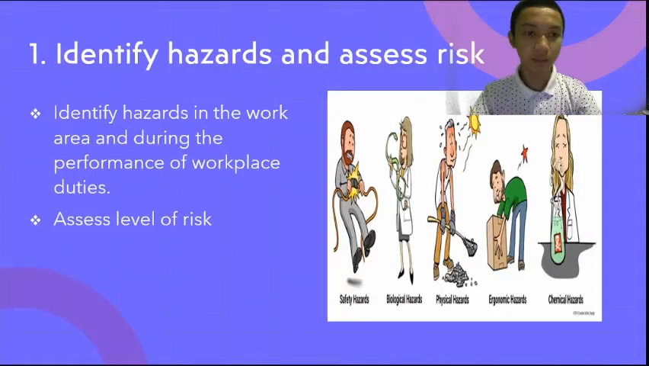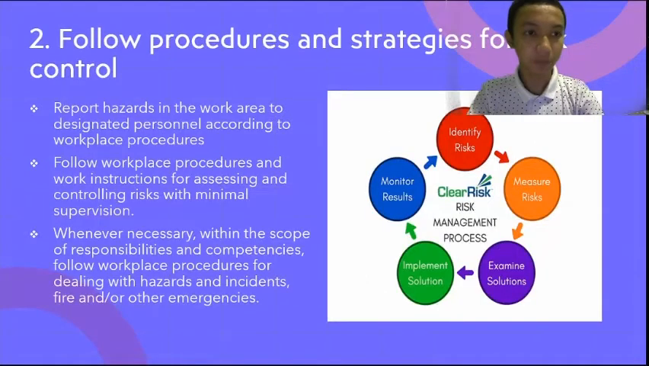Number 1. Identify hazards and assess the risk. Identify hazards in the work area during the performance of workplace duties. Assess level of risk. Number 2. Follow procedures and strategies for risk control. Report hazards in the work area to designated personnel according to the workplace procedures.